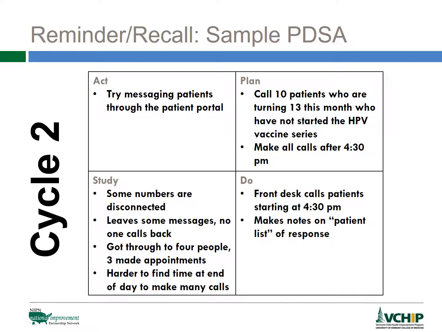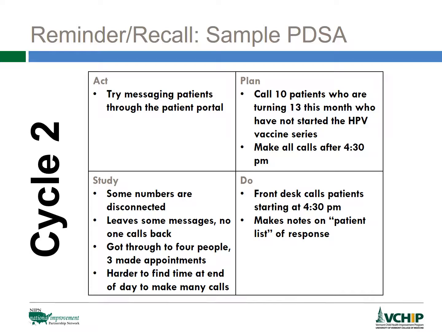So following that same practice, their second PDSA cycle might be to call 10 other different patients off that list. They're keeping the same parameters: who are turning 13 this month, who have not started the HPV vaccine. But instead of calling throughout the day, they're going to make all the calls after 4:30 p.m. So the front desk does that, and again is making notes as he does that on the patient list.